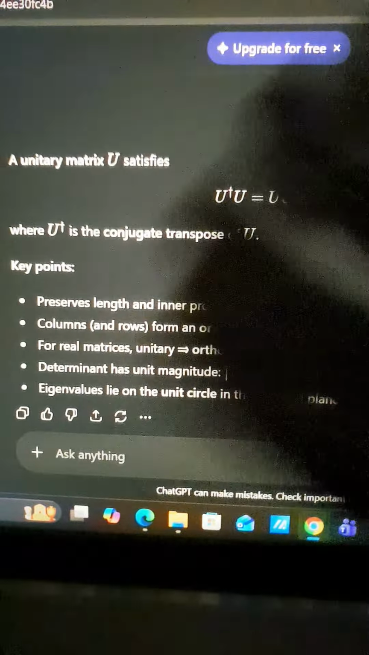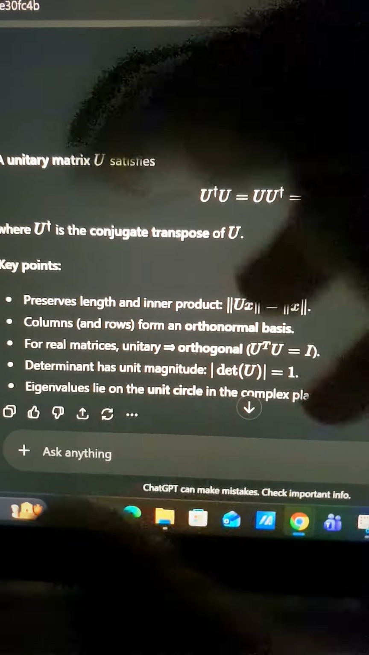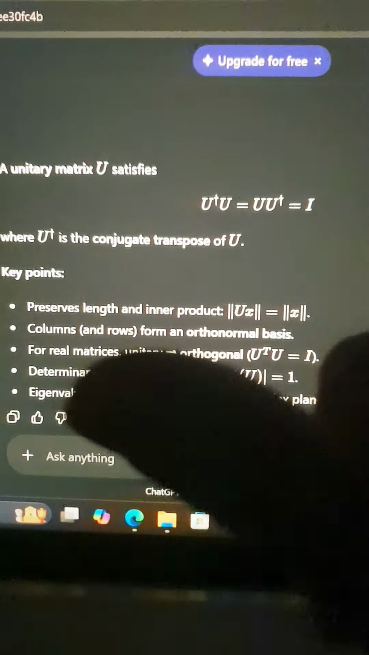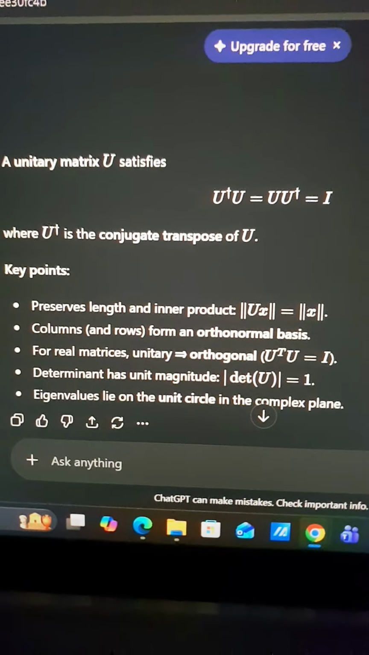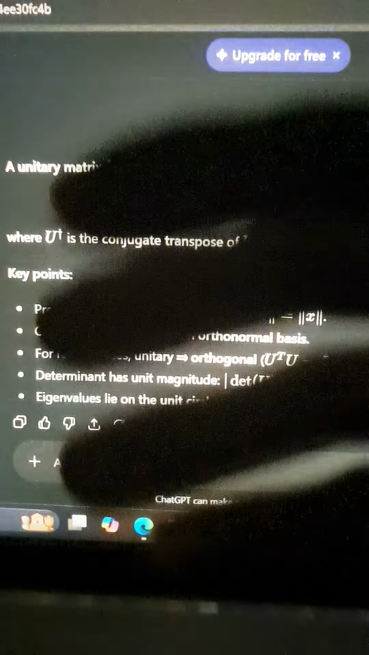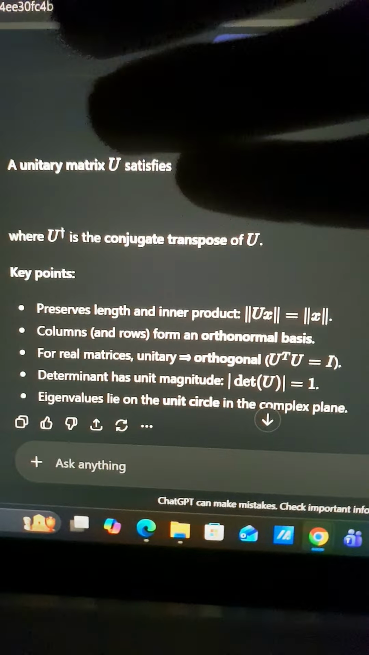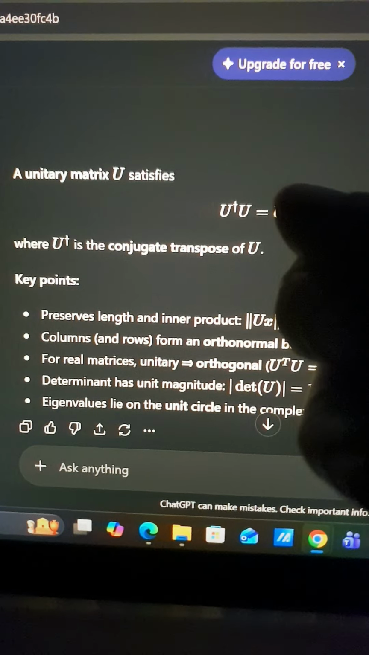Okay, so a unitary matrix, by definition, or maybe let's talk about the idea of a unitary matrix. The idea of a unitary matrix in the complex plane and an orthogonal matrix in the real space is that it preserves the norm, it preserves the angle between vectors, the length of the vectors, the inner product between vectors. This is the idea of unitary and orthogonal matrices.